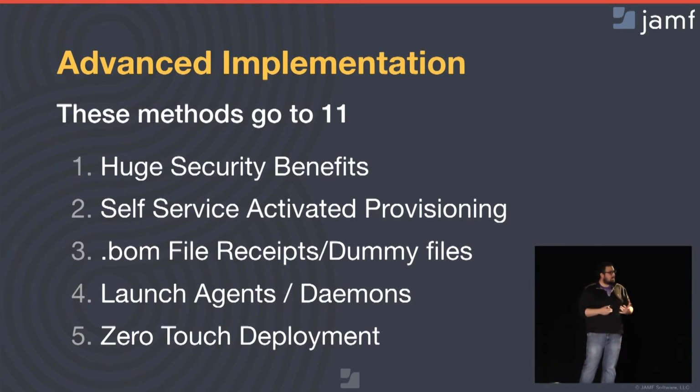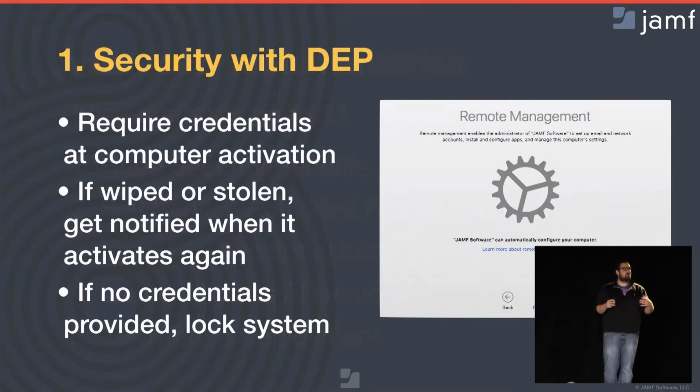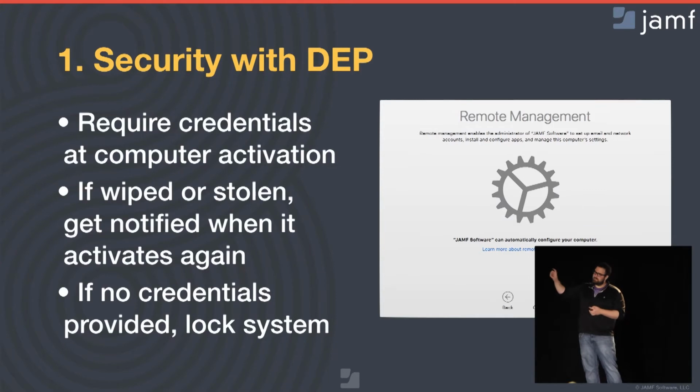at the end, but we're also going to talk about the huge security benefits with DEP, the various self-service activated provisioning that you can do with your end users and their computers, single touch or zero touch, adding in some dummy files or BOM file receipts for your packages, launch agents and daemons, and then again, the cool thing that everyone's seen when you go to jamf.com, that little Post-it on the computer that says, open the box, set up your Mac, love IT, that's it. And it just happens. That is the goal. There is no step 3. There's no step 3, that's right.